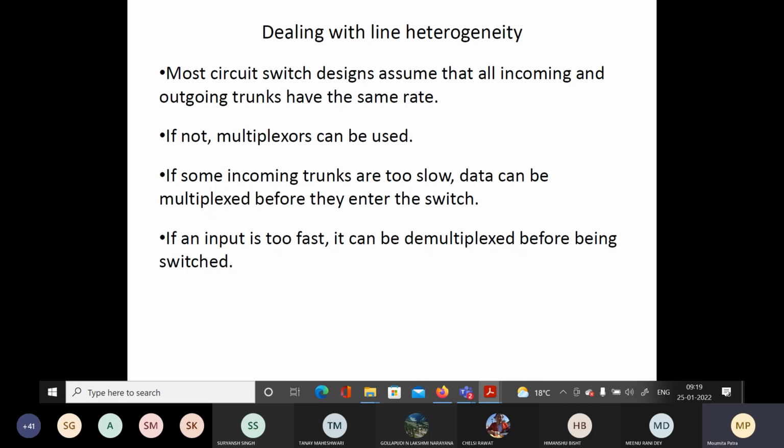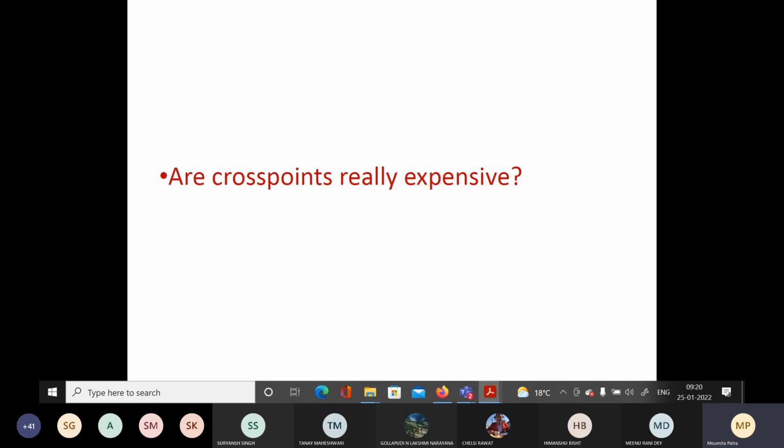Another issue you may ask is what if the packet size is different? We will get to that question, but another point I'm missing here is that if your input line is too fast for what the switch fabric can handle, then you can use a demultiplexer to reduce the amount of input that enters the switch. So this is how we can deal with line heterogeneity.